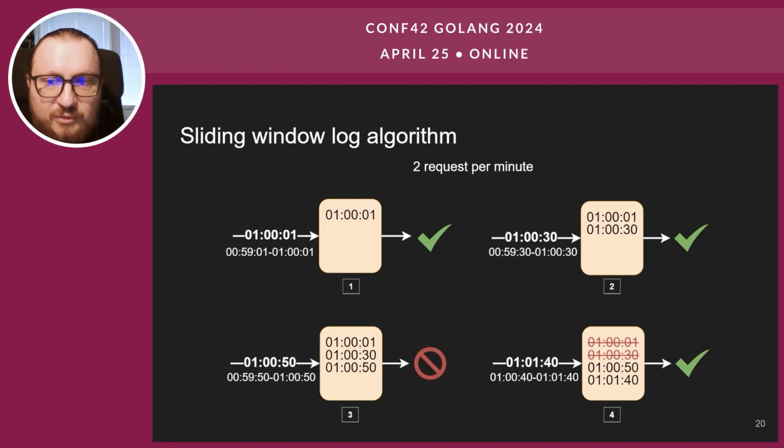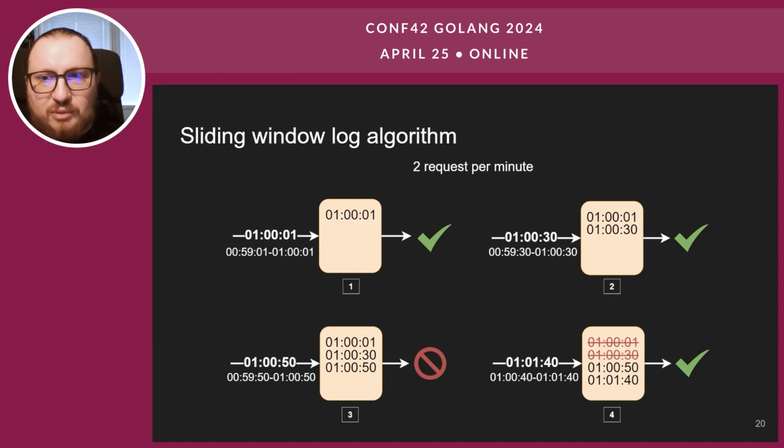Then the third request comes and its timestamp is saved to the log. Now there are 3 requests that fall into the current window, which reaches the limit, so the request is rejected. And finally, the fourth request comes. Its timestamp is also saved to the log.